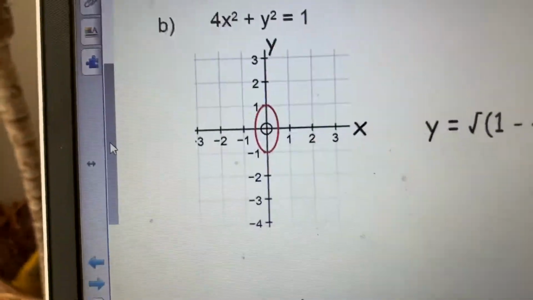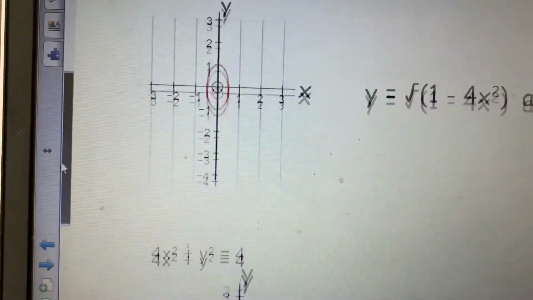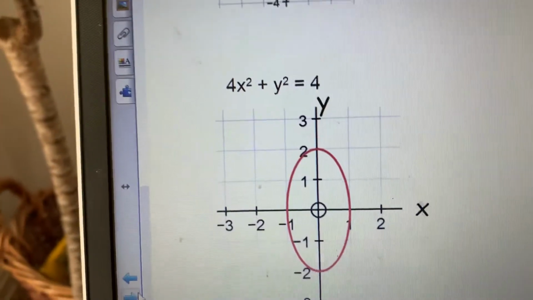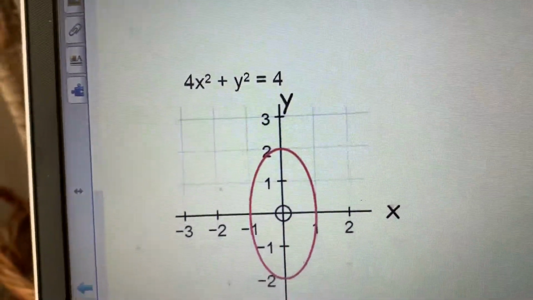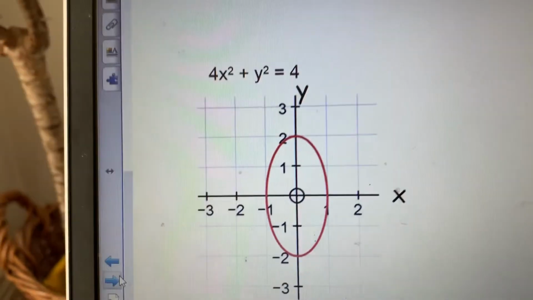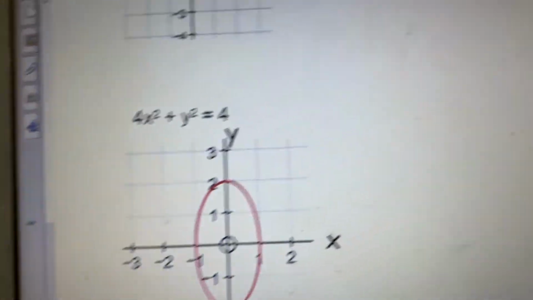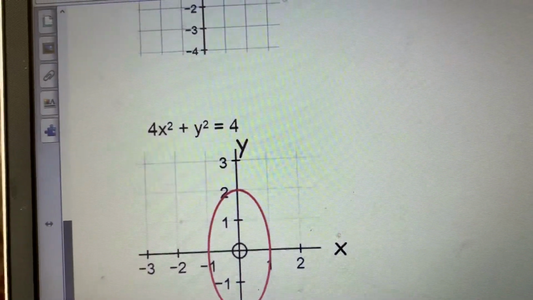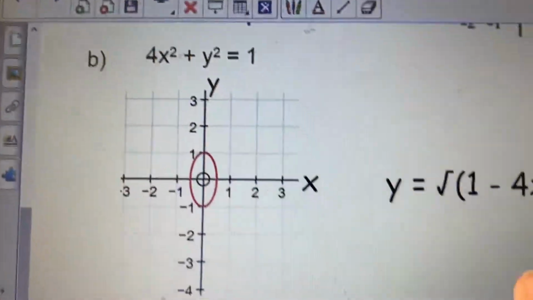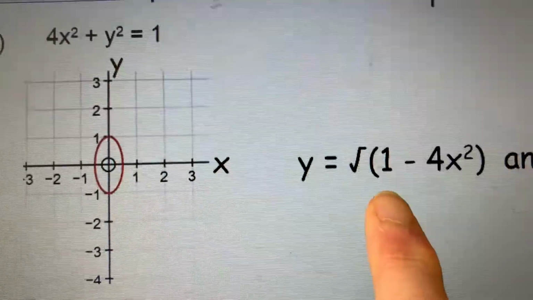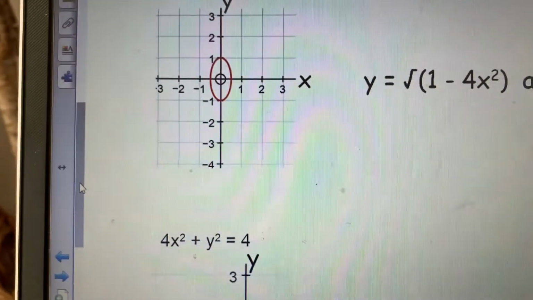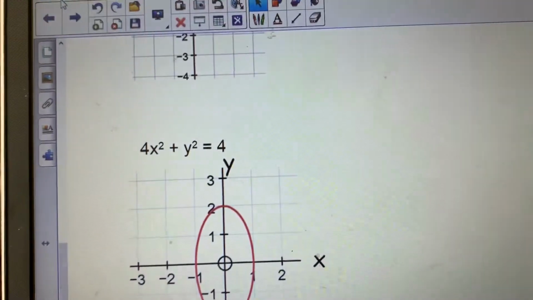Right, so our next one. You've now got a different value of c, 4x squared plus y squared equals 4. Again, I would do exactly the same. I would take my rearranged form and put it in my calculator, but instead of having the 1 there, I would have the 4 there, and I'd put those in. And again, you're going to get another ellipse, and it's going to look like that.